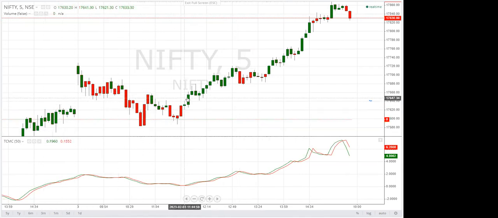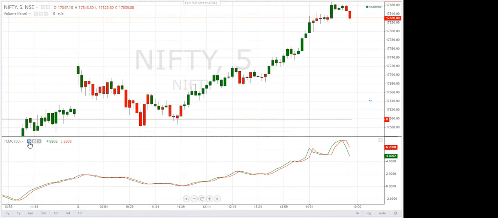And it will generate faster signals in the market compared to MACD or RSI or Bollinger Band or any other leading indicators in the market. You can compare with them. TCMC is the only indicator where you will get faster generating signals.